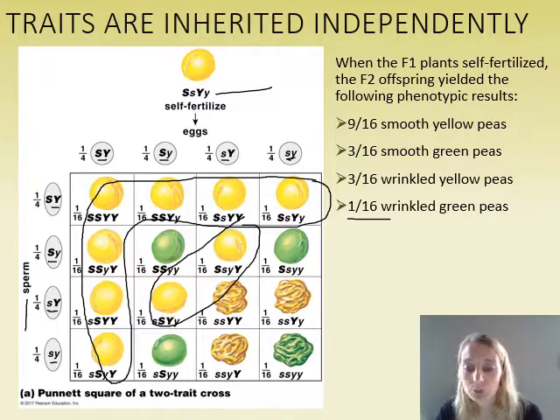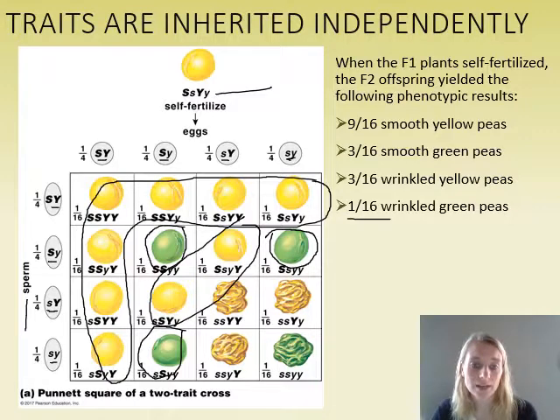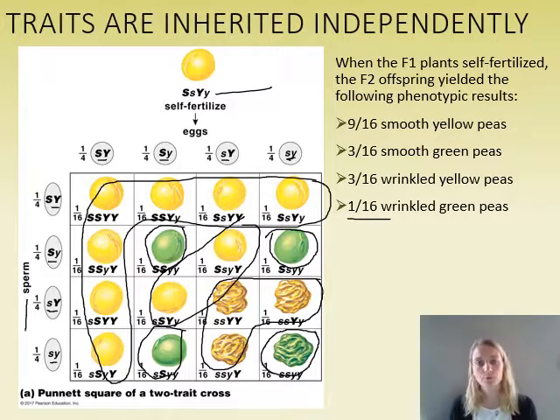Then we had 3 smooth green. Smooth green are kind of a blend: they're smooth, which is a dominant trait, but they're green, which was the recessive trait. Then we had 3 wrinkled yellow, so they're the dominant color but the recessive shape. And then we had 1 wrinkly green, so recessive for both traits.